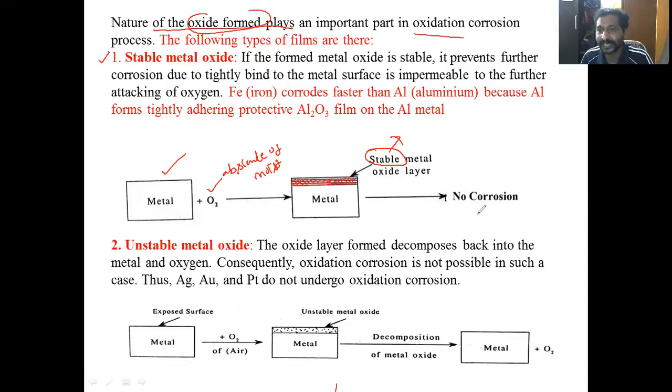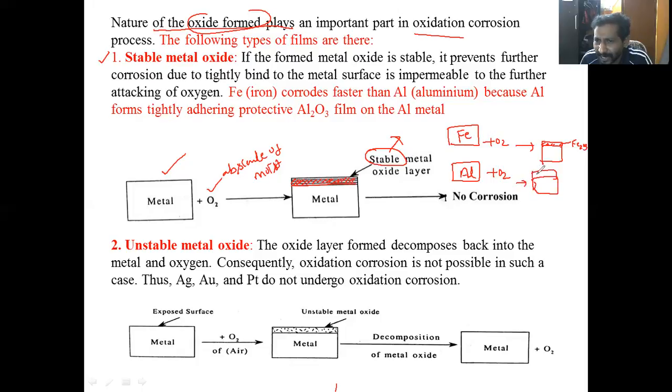There is no further corrosion that takes place, because here one comparison will be explained clearly. For example, I am taking the iron metal, and another metal, aluminum. Both will react with the oxygen, because we are discussing oxidation corrosion. So both will form oxide films: Fe2O3 on the iron, and on the aluminum, rust will also be formed, that is, an Al2O3 oxide film is obtained.